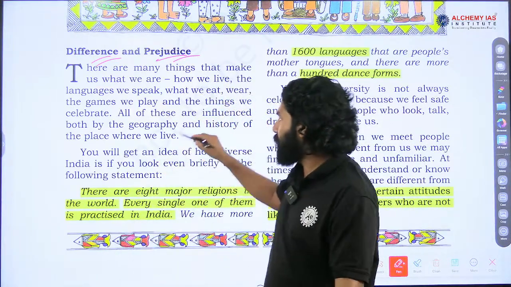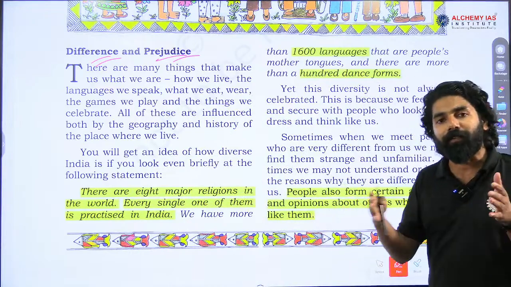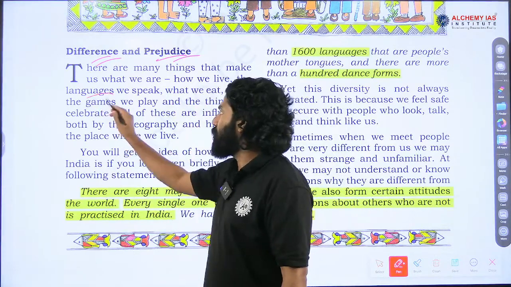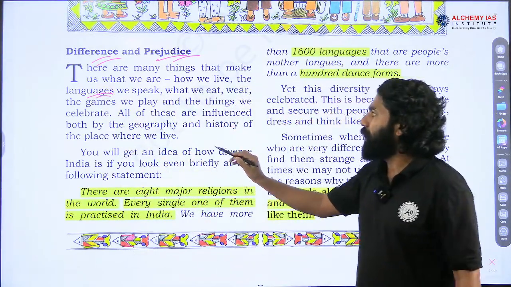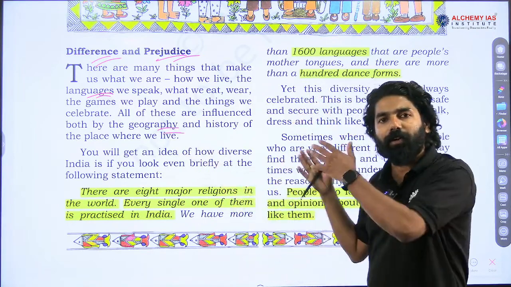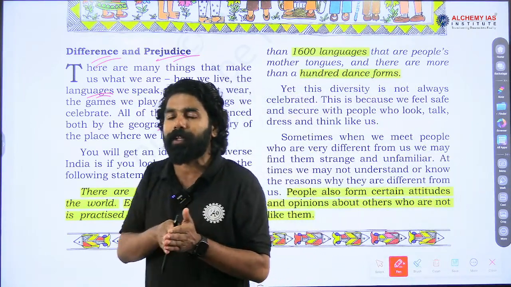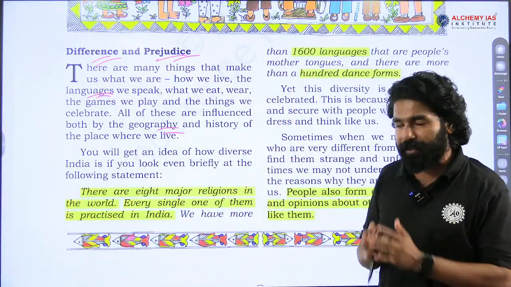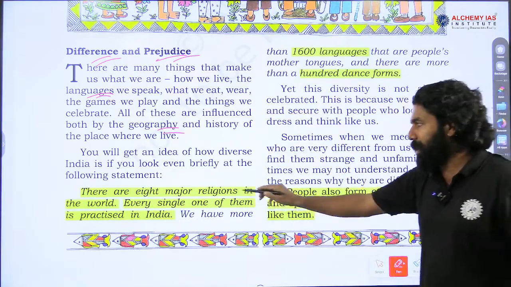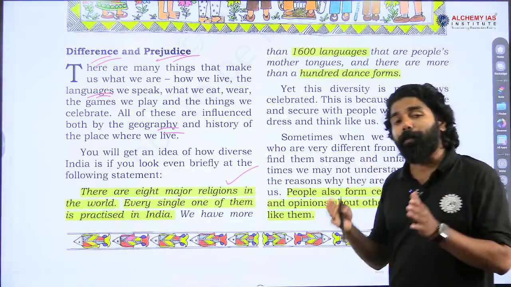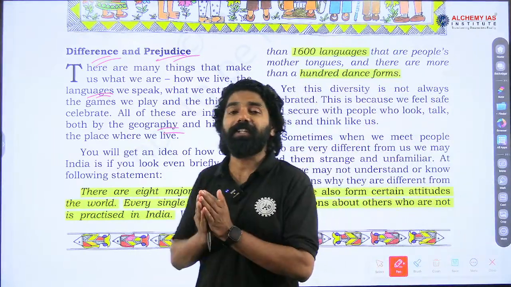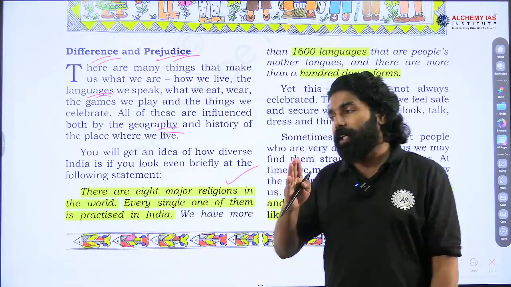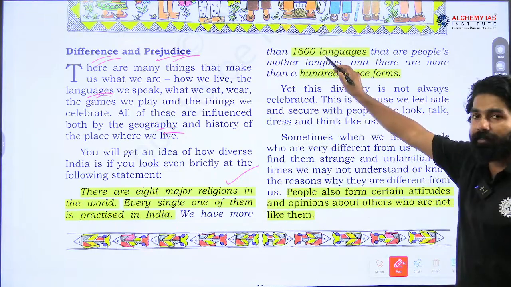The initial paragraph in this chapter explains the differences that we have, the diversity that we have. We are different in terms of the way that we live, the language that we speak, the games that we play and also the geography that we live in. All these geographical and historical factors contribute to the differences we have in India in terms of religion, culture, language, race and other aspects. If you observe religion particularly, there are 8 popular religions in the world. All these 8 famous religions you can see in India, which is an example of the religious diversity that we have.